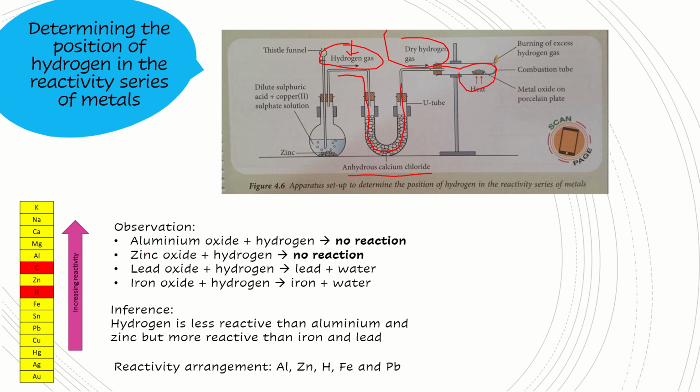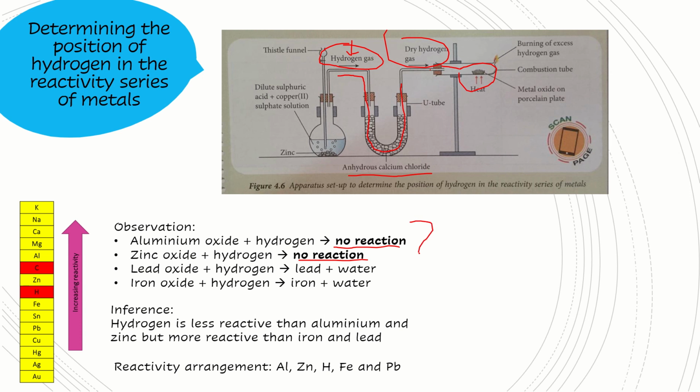Okay, sama juga macam tadi. Okay, let's say we have several examples of metal oxide. We have aluminium oxide, we have zinc oxide, lead oxide and iron oxide. So in this porcelain plate, we place first the aluminium oxide and we let it react with the hydrogen, and after a while there's no chemical reaction. Samalah juga dengan zinc oxide ni. Okay, when we replace zinc oxide, we place zinc oxide on the porcelain plate and let it react with the hydrogen. Okay, there's no chemical reaction.